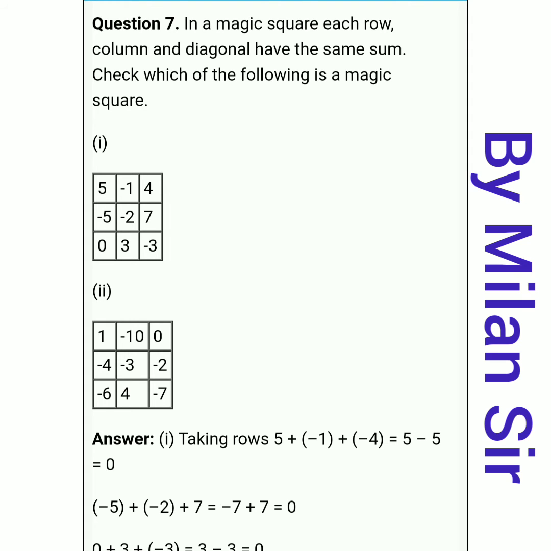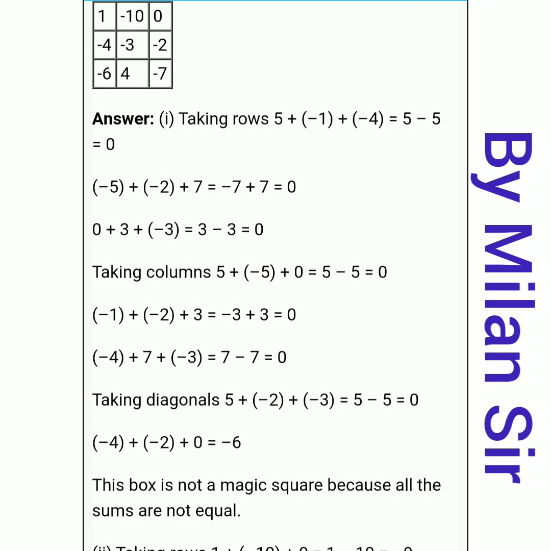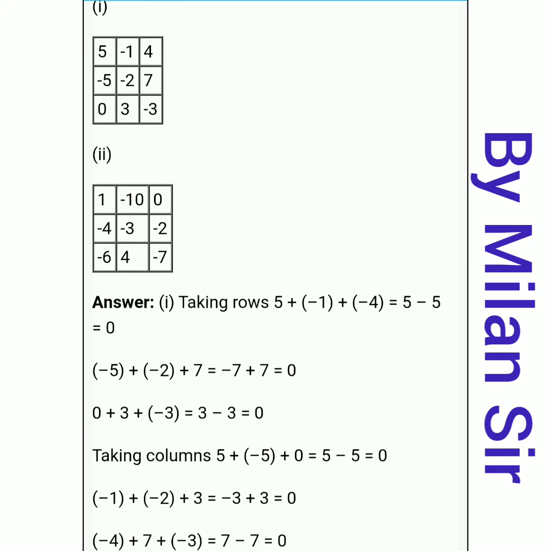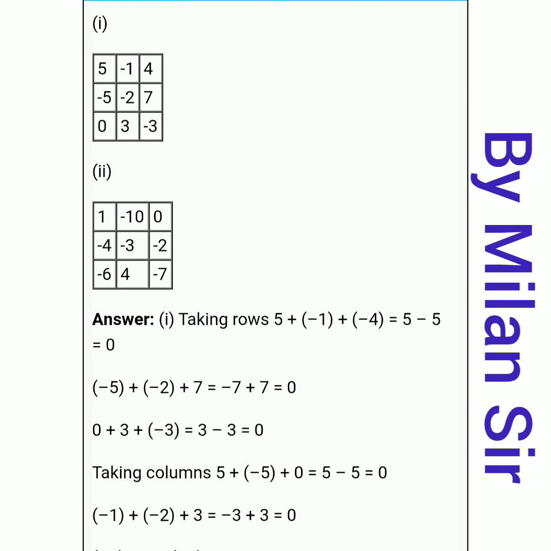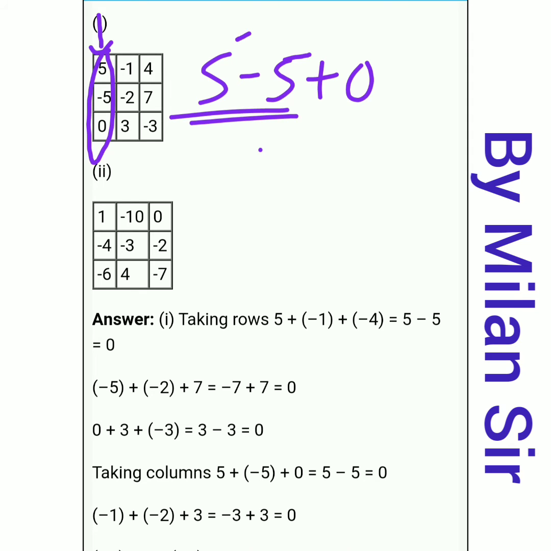So now, first of all we can start with column wise, otherwise row wise, whatever you want, but we are going with column wise, right? So in the first column we have three numbers, 5, minus 5, plus 0. So 5 minus 5 is 0, and 0 plus 0 is 0 only, right? So the answer of the first column is 0.